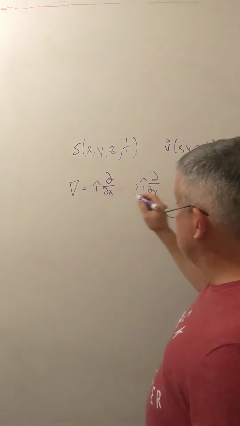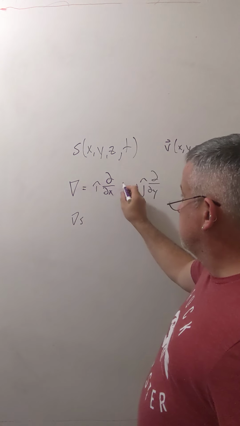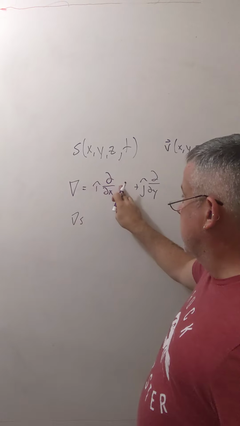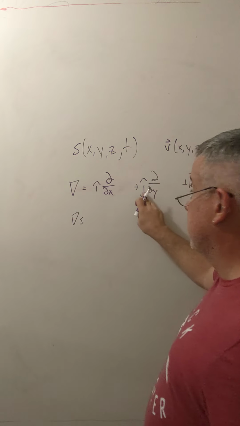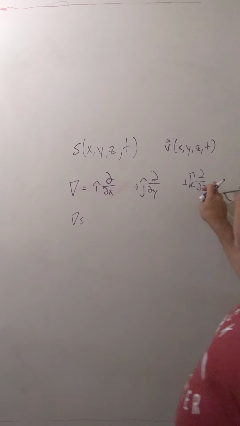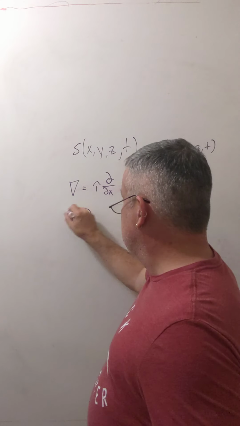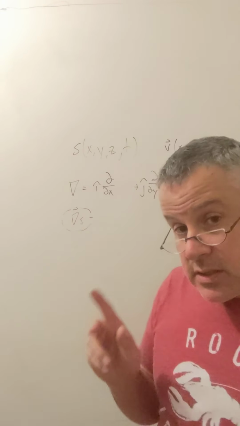This magical combination, if I take the gradient of a scalar, which is just putting in the x derivative, so putting in s here, so it's the x derivative of s in the i hat direction, the y derivative of s in the j hat direction, the z derivative of s in the k direction, then this thing, the gradient of the scalar, is actually a vector. And it does the transformations right.